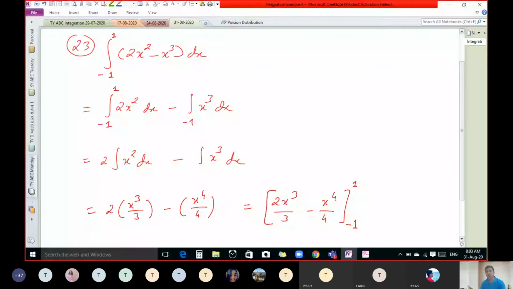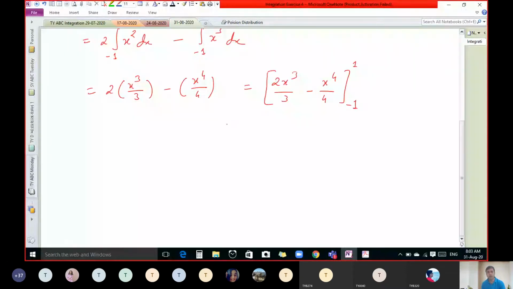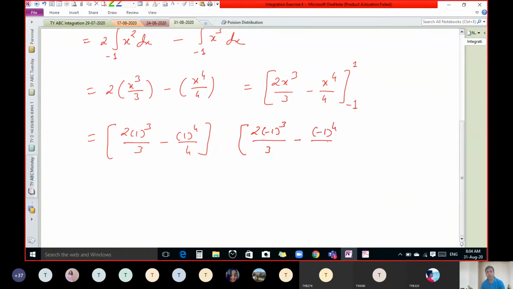Put our upper limit, which is 1. So in place of x, put 1. What do we get? 2 into 1 cube upon 3 minus 1 raised to 4 upon 4. Now put the lower limit in place of x. We get 2 into -1 the whole cube upon 3 minus -1 raised to 4 upon 4. Whatever the answers of the first bracket and second bracket, find the difference of the two, first bracket minus second bracket. That is your final answer.